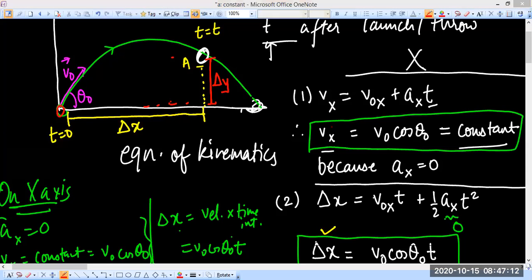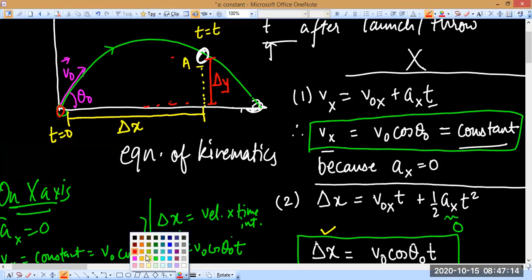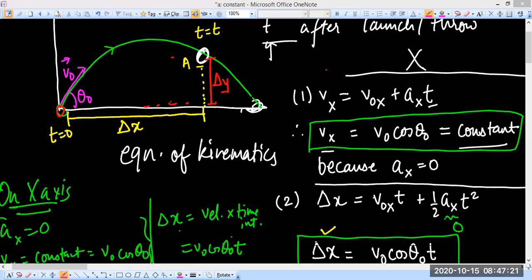Okay, now what about Vx? Now this is very interesting. Here it would have a velocity again tangent to the path. Is this clear? This is the velocity vector. I repeat, this velocity is tangent to the path. It is velocity vector.